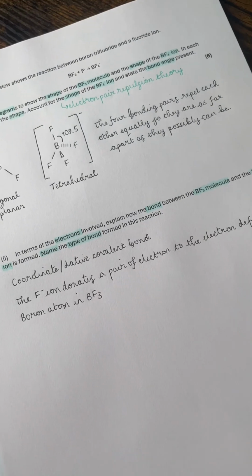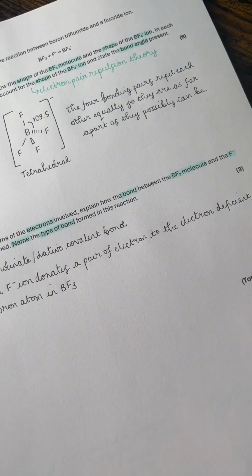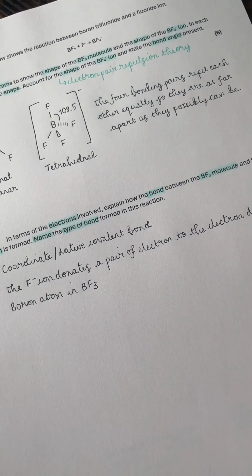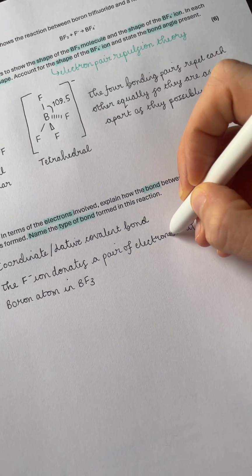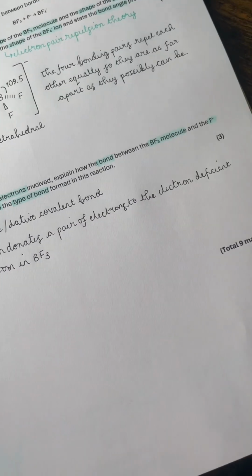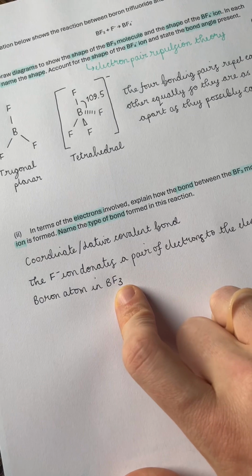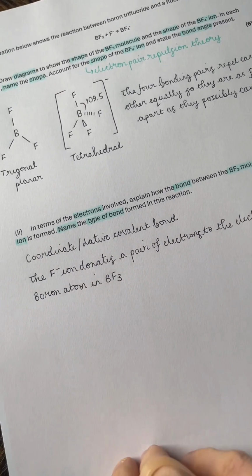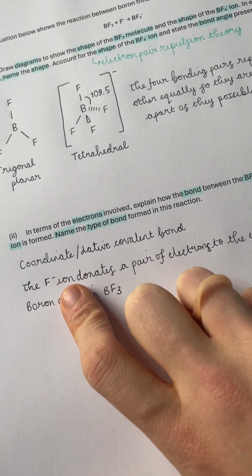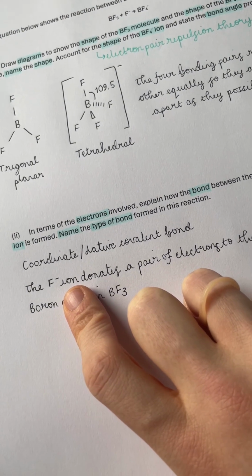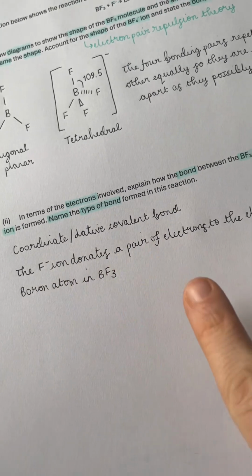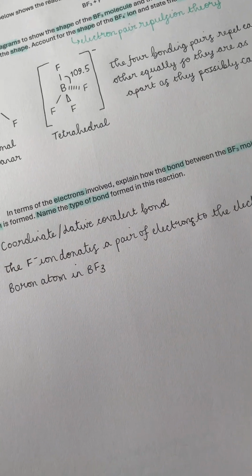Now notice in my answer I've said that the F- ion donates a pair of electrons, I should say, to the electron deficient boron atom in BF3. It is really important that we don't just say that the electrons are donated to the BF3. You have to specify which atom it is within the BF3 that is electron deficient. So in our case, it's boron. Likewise, if you've got an atom with a lone pair that's a part of a molecule or an ion, I'm thinking ammonia, NH3, you would say the lone pair of electrons on the nitrogen atom in the ammonia, which is donated to whatever it might be.